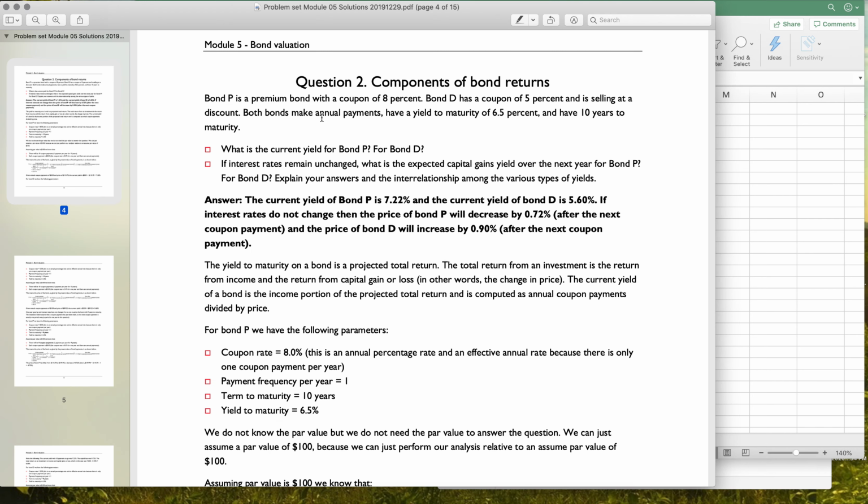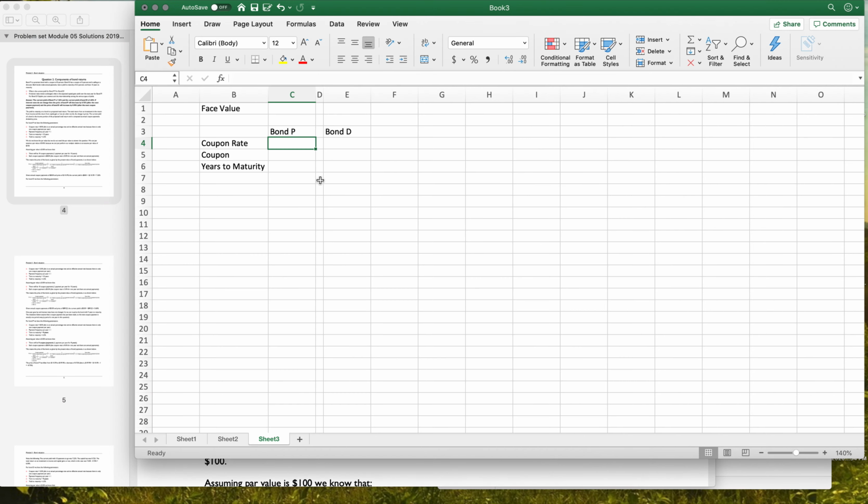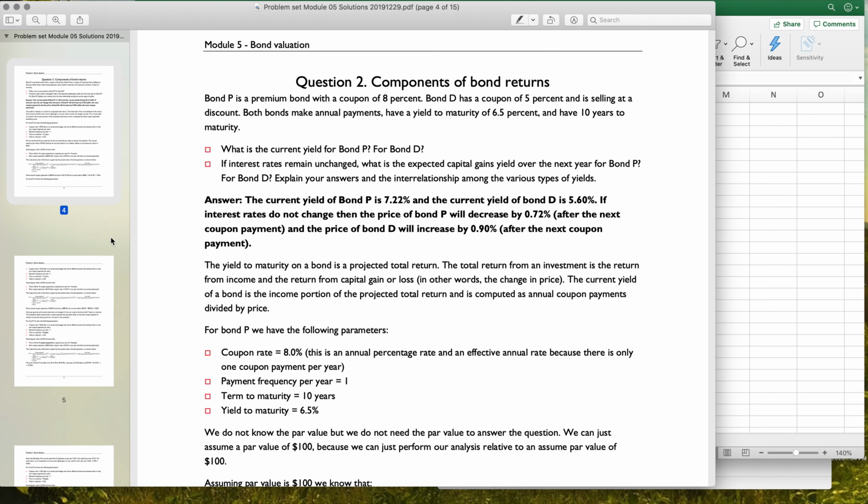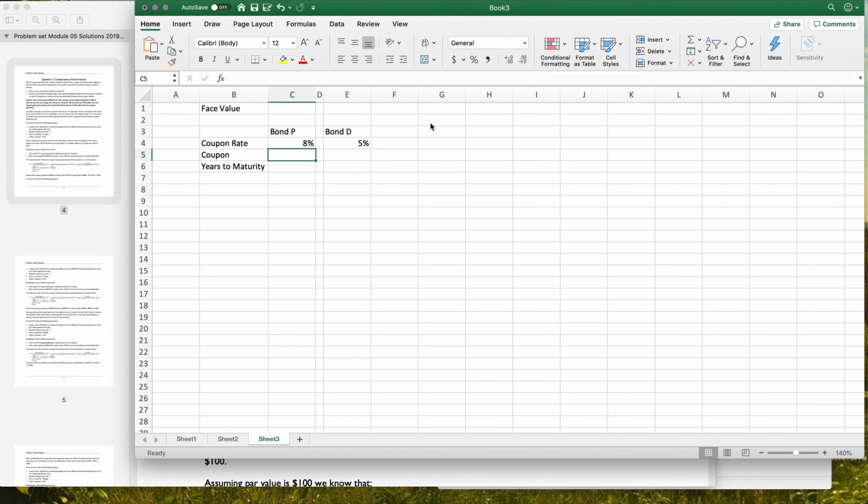Okay, so the first thing is the coupon rate, 8%. 5%. It's an annual bond, so it only pays coupons once a year. I'm going to assume a face value of $100 on this. We could have put $1,000, we could put $10,000, we could put $20, we could put any number. I just chose 100 because on the last example I chose 1,000 and I wanted to do something different. You could even put a dollar here and it would work. Okay, your coupon is just going to be your interest rate times your face value.